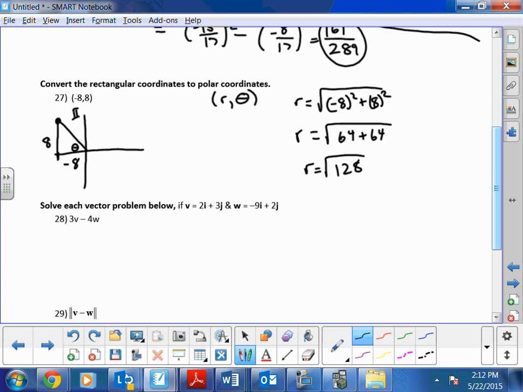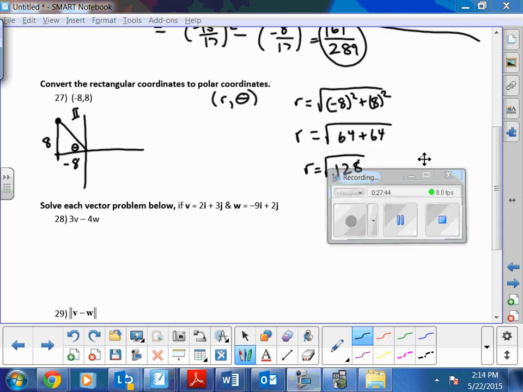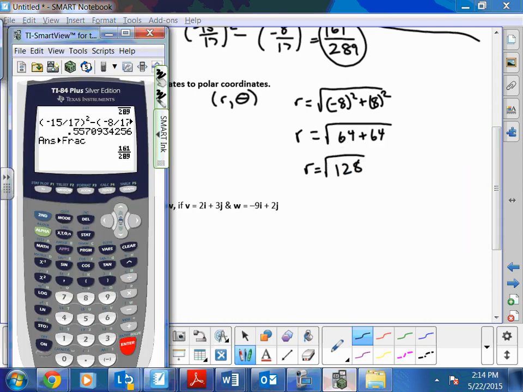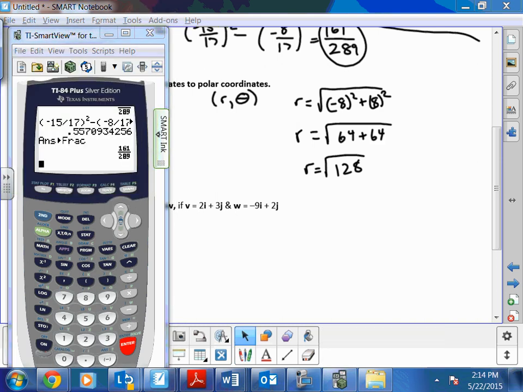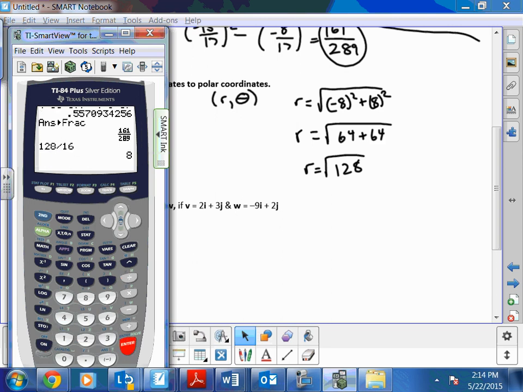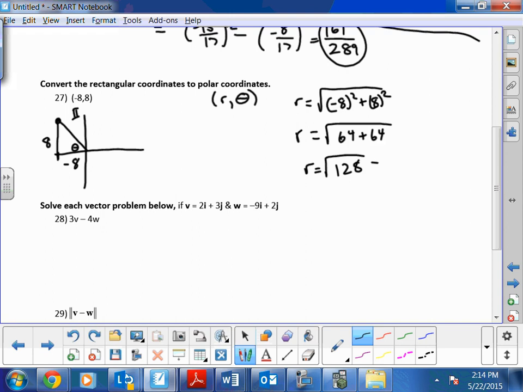Now, first let's deal with r though. Let's see if it divides. 128 divided by 16. It does. The reason I'm doing that is because this is really the square root of 16 times the square root of 8, which means we have 4 square root of 8. So that's really my r value itself.